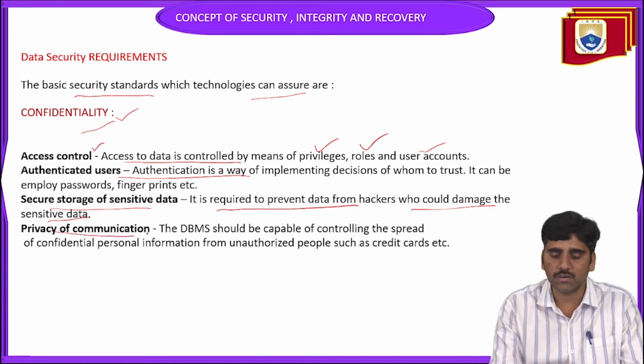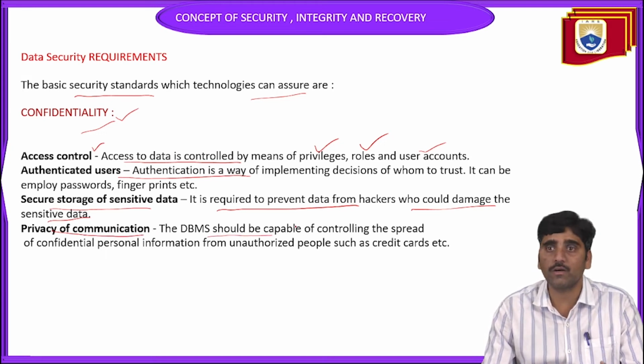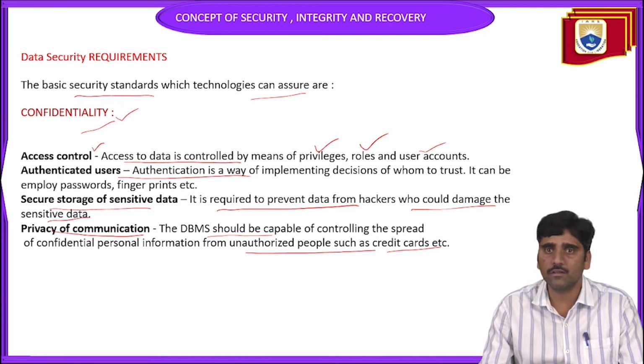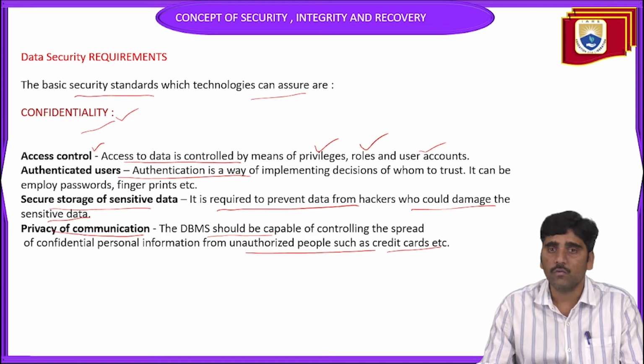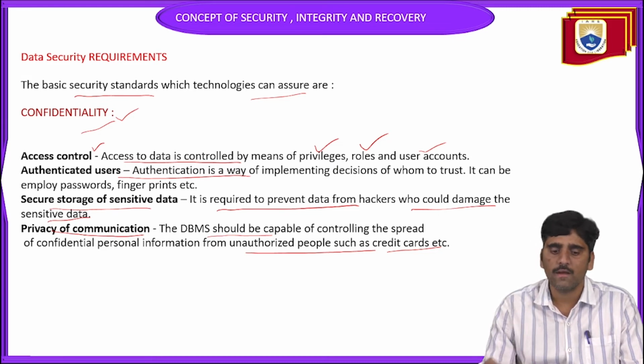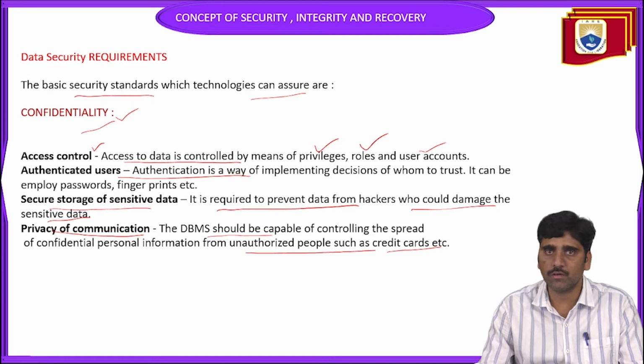And then next, privacy of communication. The database management system should be capable of controlling the spread of confidential personal information, such as credit cards, to unauthorized people. Distributing your communication and information is very risky to theft. So we have to maintain the privacy of communication from unauthorized users. From unauthorized users, we have to maintain the privacy of our data or database system. So these are some database security requirements.